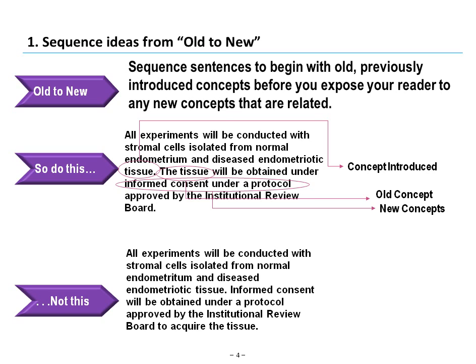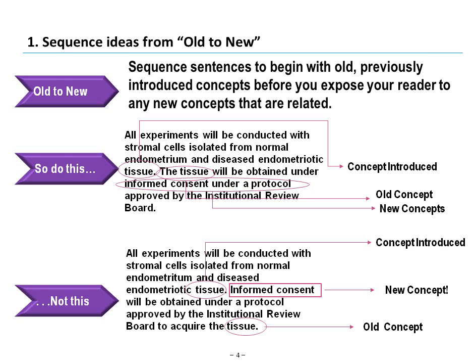Compare that with this sentence. All experiments will be conducted with stromal cells isolated from normal endometrium and disease endometriotic tissue. Informed consent will be obtained under a protocol approved by the Institutional Review Board to acquire the tissue. Now we've introduced that tissue concept, but we interpose a new concept before we've connected it up with the old. It comes out of nowhere. The old concept occurs at the end. This violation of the old and new principle really makes a sentence extremely difficult to read and process.